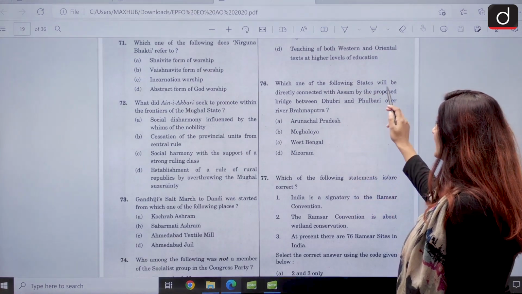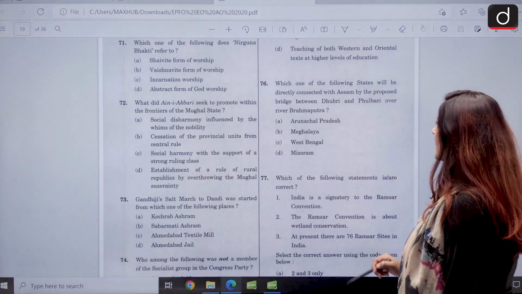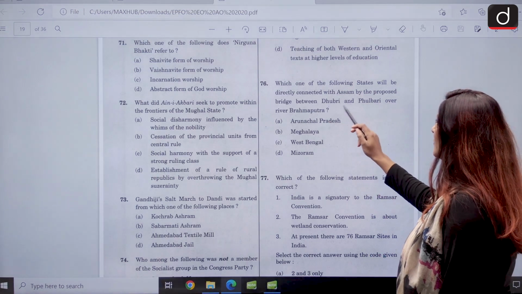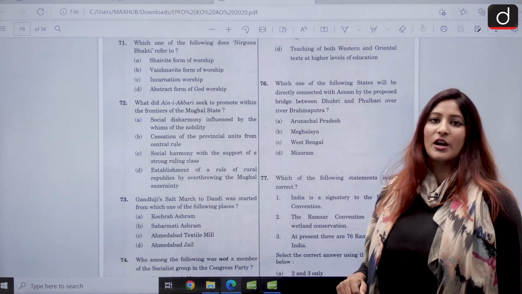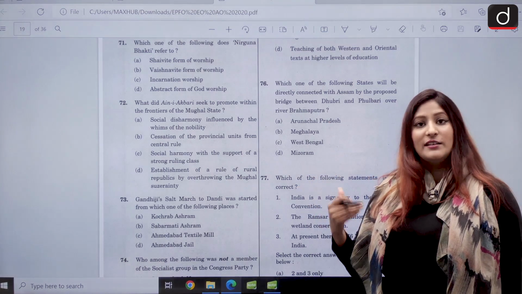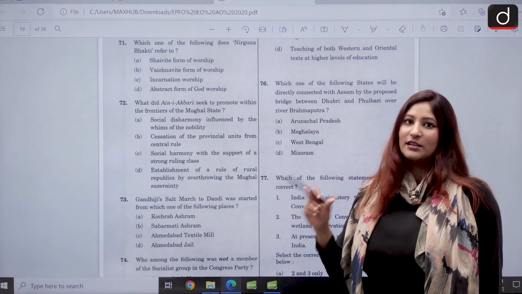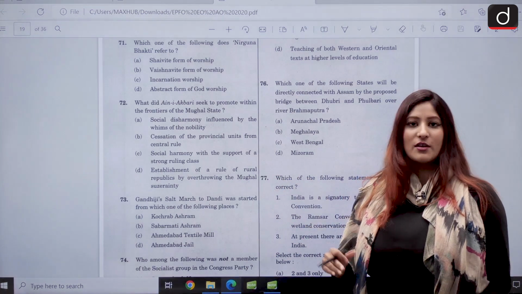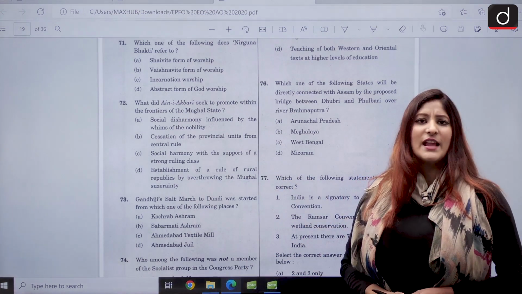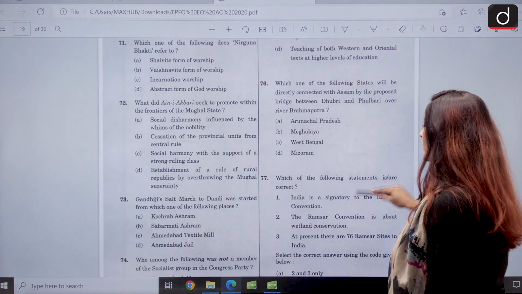Which one of the following states will be directly connected with Assam by the proposed bridge between Dhubri and Fulbari over river Brahmaputra? Current affairs, important constructions which are specifically directed towards Northeast and North India because of the frustrations right now we have with China. Important for you to understand.